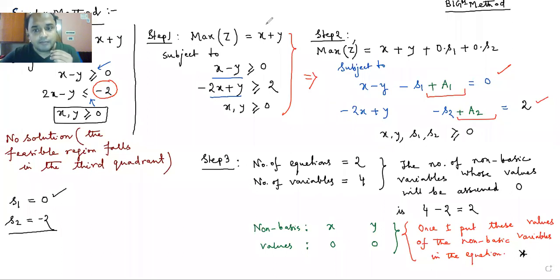And actually, my number of variables is not 4. Actually, my number of variables is more than that. It is 6. So how many variables do we have right now? 6 variables. What are they? X, Y, S1, S2, A1, A2, and these are greater than or equal to 0.